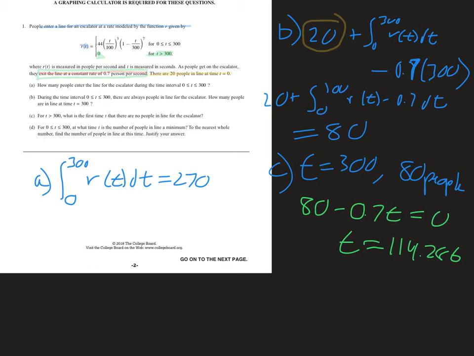That 114.286 says that we started with 80 people, but we started with 80 people when t was 300. So 300 seconds have already gone by. So this 114 represents the number of seconds since it was 300 seconds. So in total, our actual answer is 414.286, because we're adding that 300 to the 114.286.